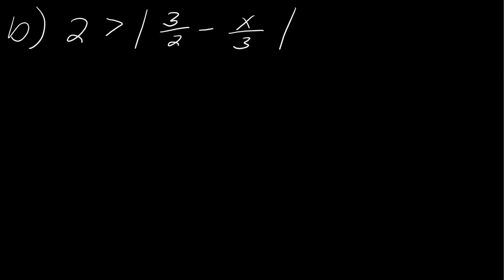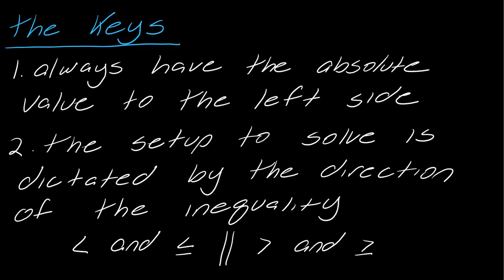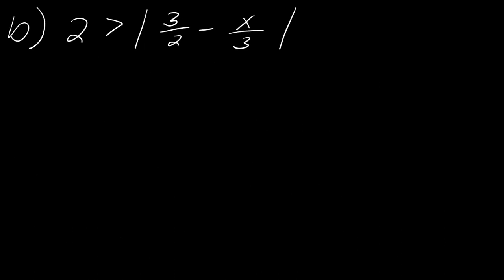Okay, so now I have 2 is greater than this absolute value inequality. Remember, one of the keys is to always have the absolute value on the left side. So the first thing I want to do is rewrite this. I'm going to have 3 over 2, and I'm actually going to rewrite this as 1/3 x, because I just prefer to look at my fractions like that. And then I have 2, so I need to have the mouth of the inequality still eating the 2. Okay, so now we're all good to go.